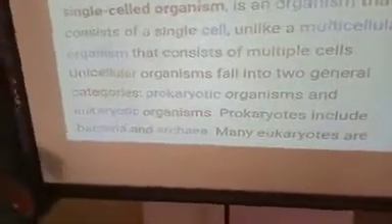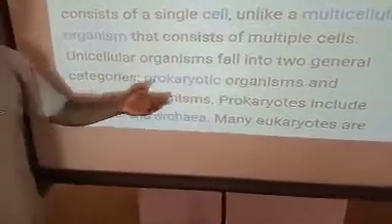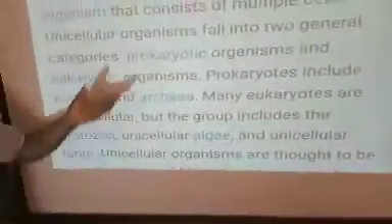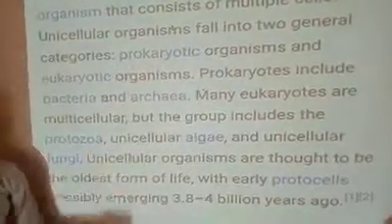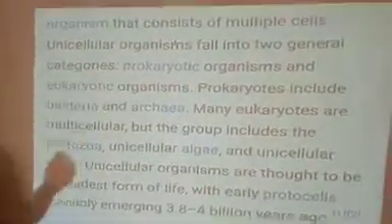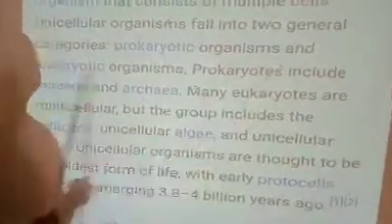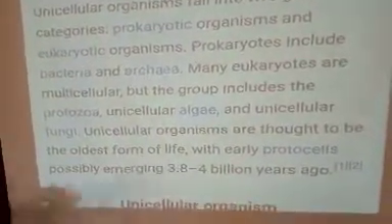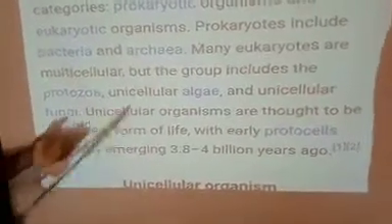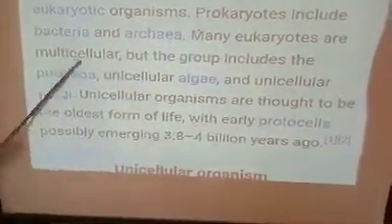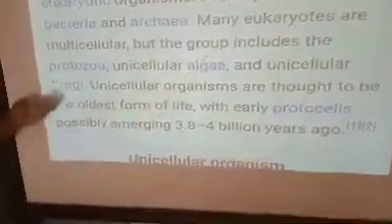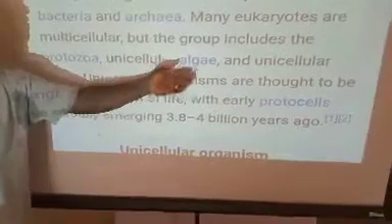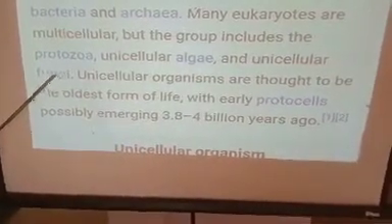Now, unicellular organisms fall into two general categories: prokaryotic and eukaryotic. One thing in biology is that the beauty of biology is the ability of the students to pronounce the biological names. That is the sweetness of biology. Prokaryotes include bacteria and archaea. Many eukaryotes are multicellular, but the group includes protozoa, unicellular algae, and unicellular fungi. Those are the areas you are looking at.